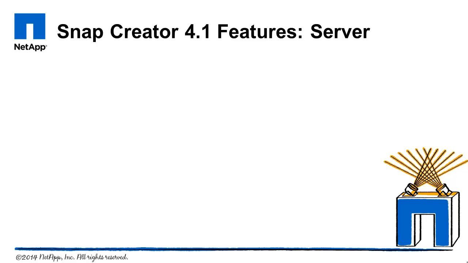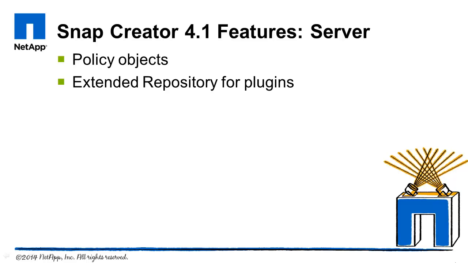In Snap Creator 4.1, we've added some additional features on the server side. We introduce our new policy objects feature, which we'll discuss in depth in a few more slides. We've also introduced an extended repository for plugins. The extended repository is comprised of two database components: a plugin repository, which stores plugin metadata, and an extended repository, which stores backup metadata. These two components are linked by a backup ID, which is used as an index, so that plugin and backup metadata can be combined.